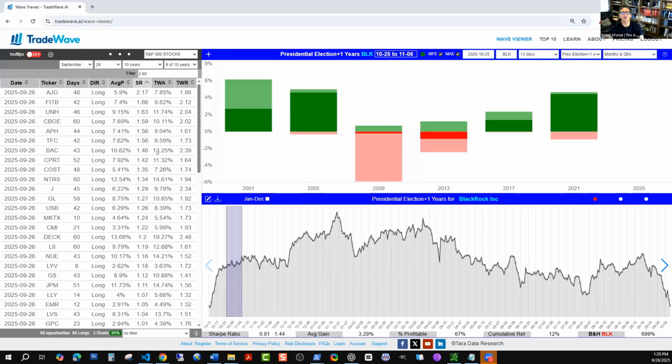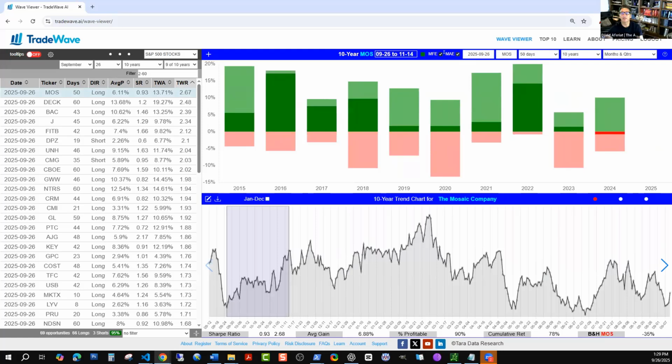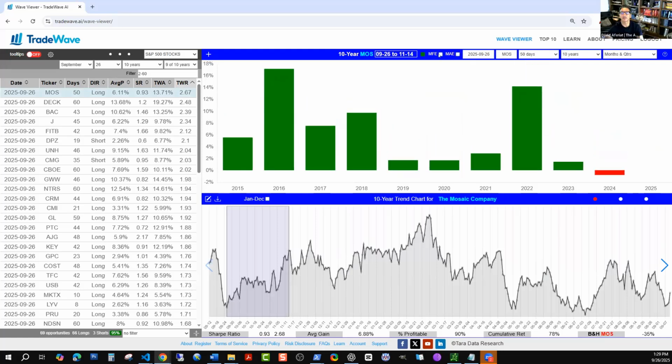So, just to stay consistent, you've shown a new view here on the table on the left. And if you were to sort by the TWR, the TradeWave ratio based on MFE, you get MOS like I did. Yep. And that's a 50-day hold. That's interesting. And we can see what that looks like.